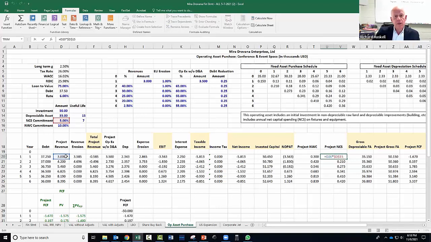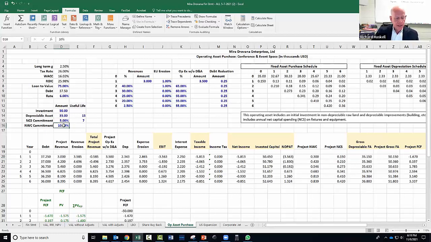So I'm making an assumption that each year I have a net capital spending of an additional 5% of my revenue. Well, why would I do that? Because I'm depreciating the asset. And if I don't continue to renew, refresh, revitalize the asset, it's going to become stale, it's going to become less productive, and revenues are going to go down. So I have to make that commitment to net capital spending.